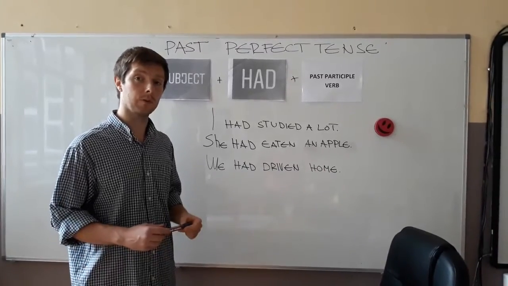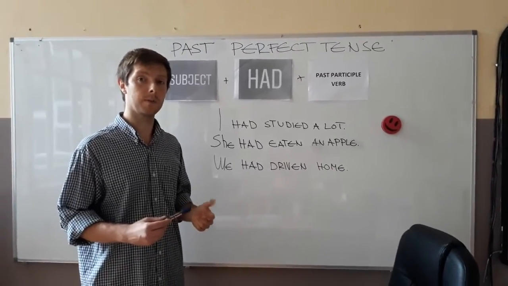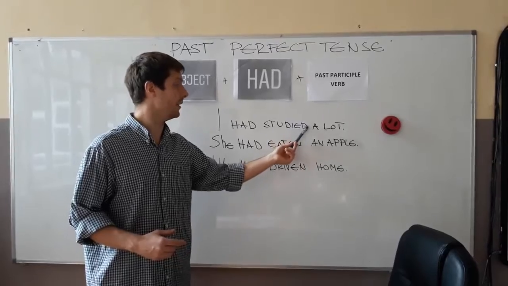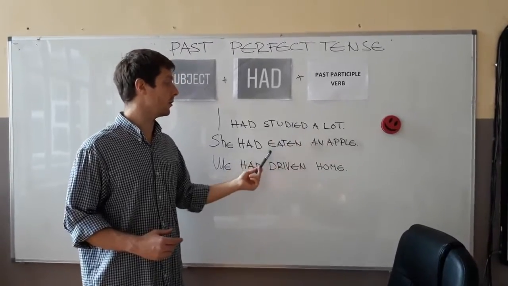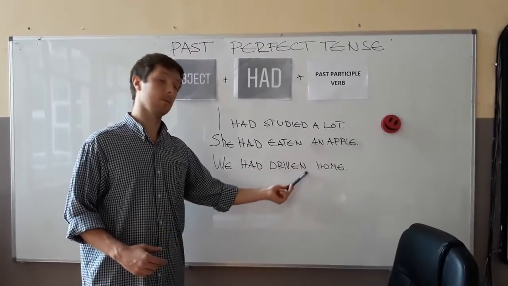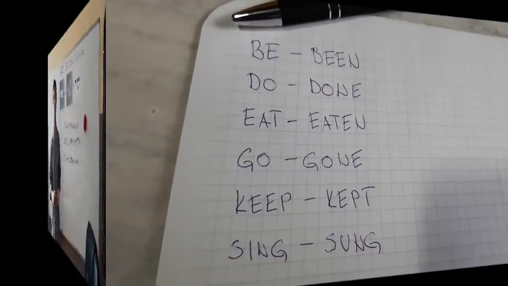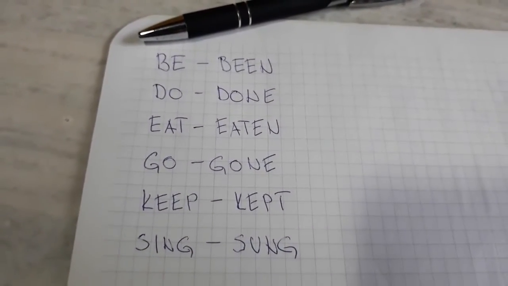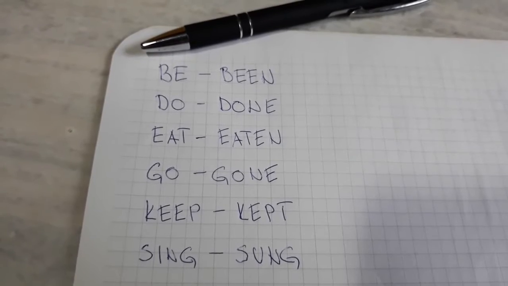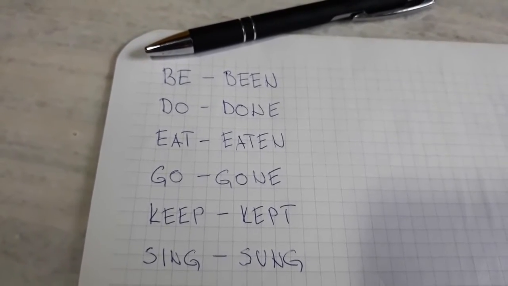It's very important to learn that regular verbs are usually finished with ed. Those are irregular verbs. On this piece of paper, I demonstrate some of the irregular verbs in past participle.